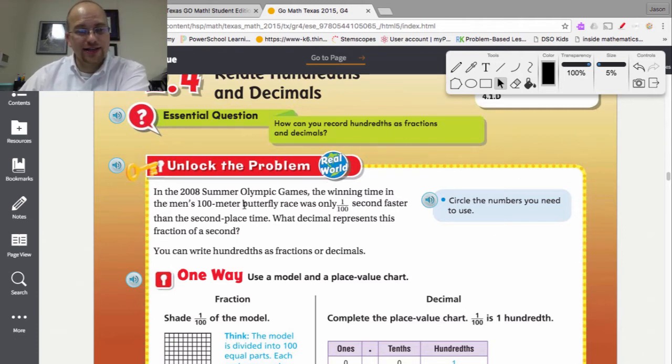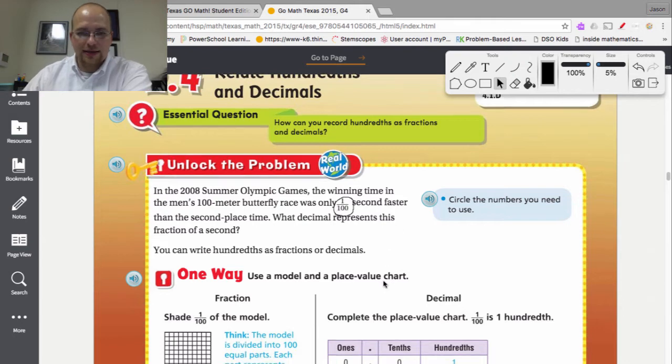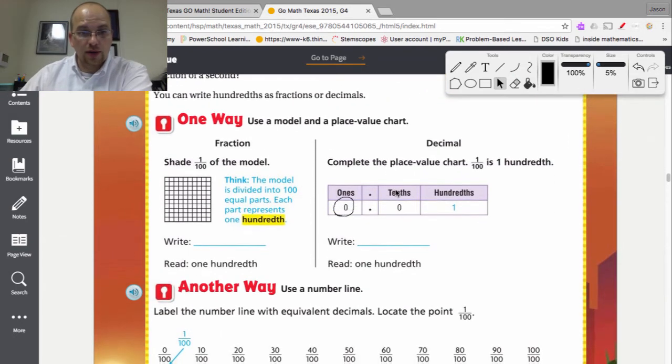In the 2008 Summer Olympic Games, the winning time in the men's 100-meter butterfly race was only 1/100th of a second faster than the second place time. What decimal represents this fraction of a second? So you see, we do have a fraction right here, 1/100th of a second. So how can we write 1/100th as a decimal? Well, let's look at the first way we can do it.